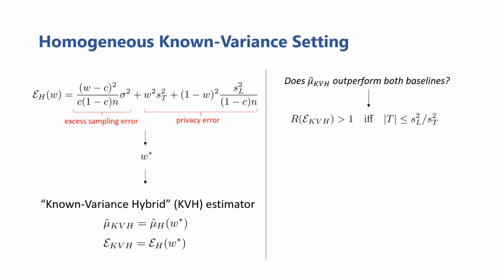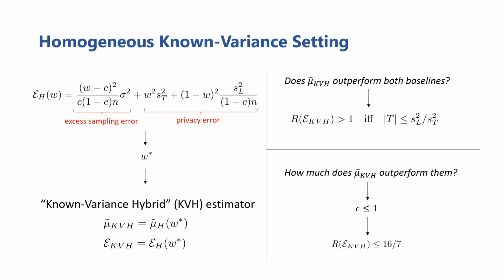As it turns out, this condition isn't restrictive at all, since most common differential privacy mechanisms satisfy it, namely the Laplace and Gaussian mechanisms. Therefore, we conclude that the KVH estimator uniformly outperforms the baselines. The logical next question is, by how much does this estimator outperform the baselines?